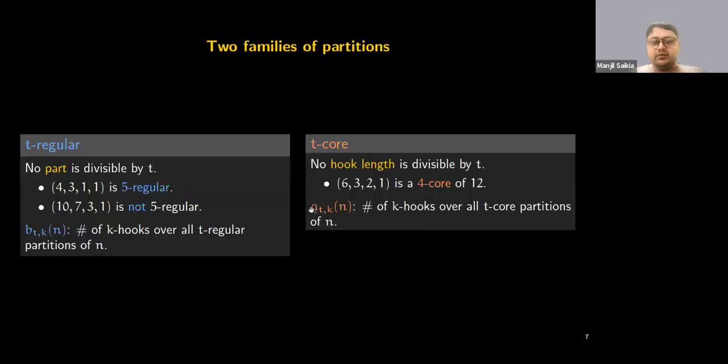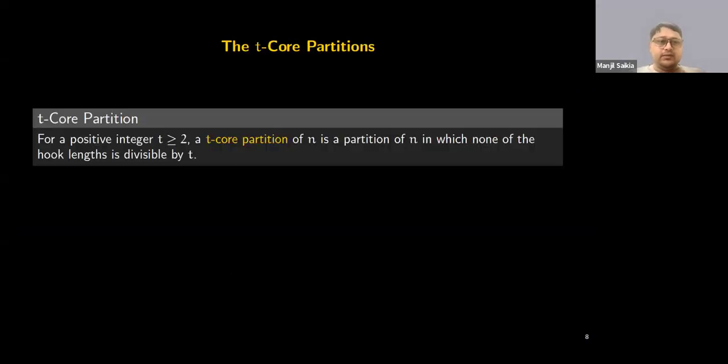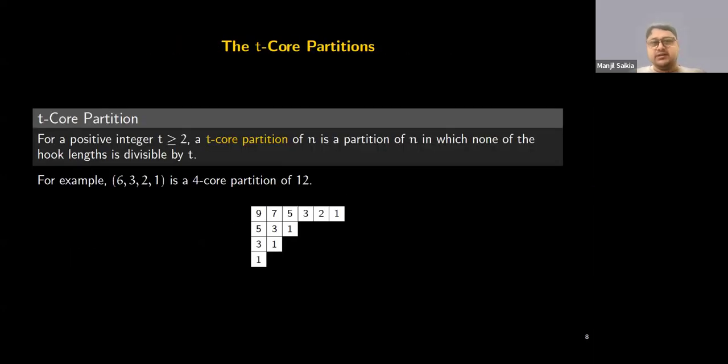So again, the quantity that we are interested in is this a_{t,k}(n), which is the number of k-hooks over all T-core partitions of n. So two quantities we are interested in, b_{t,k} and a_{t,k}. B is keeping track of the k-hooks over all T-regular partitions, and A is keeping track of all the k-hooks over all T-core partitions. So once again, this is showing you the definition of a T-core partition with the picture here.